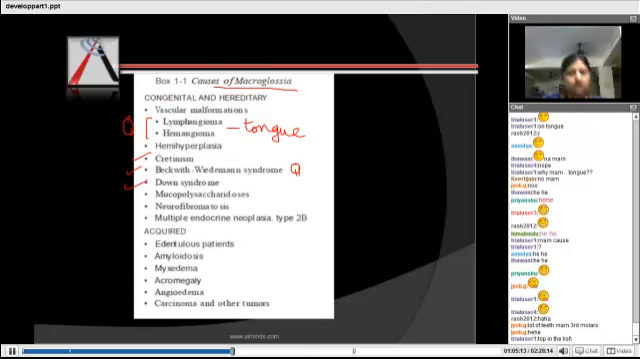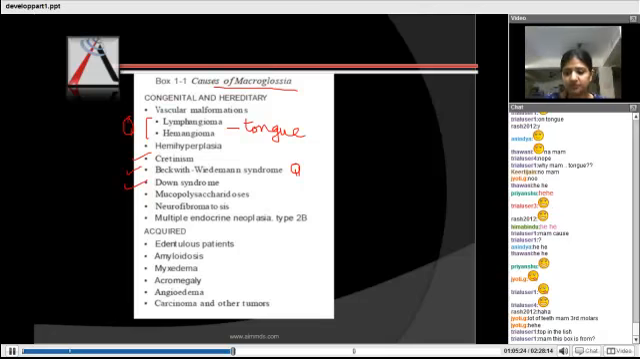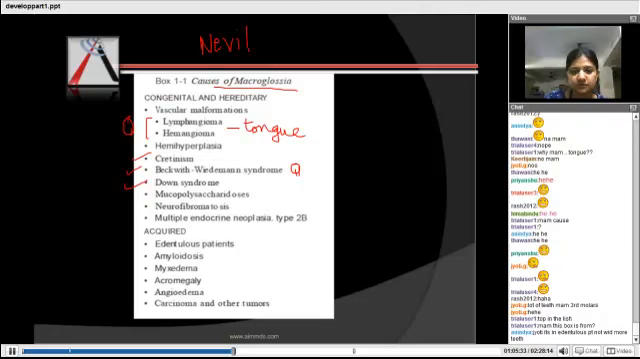Down syndrome, again, everything related to Down syndrome can be an MCQ. So for those of you reading for the first time or reading for the nth time, please be familiar with everything about Down syndrome. There are a lot of questions about Down syndrome and you can find this chart in Newell. If you want to make a note of it, you could find it in Newell. Mucopolysaccharidosis, neurofibromatosis, multiple endocrine neoplasia, that's your MEN syndrome. Those are congenital conditions which show macroglossia. Acquired causes are edentulous patients, amyloidosis, myxedema, acromegaly, angioedema and carcinoma.